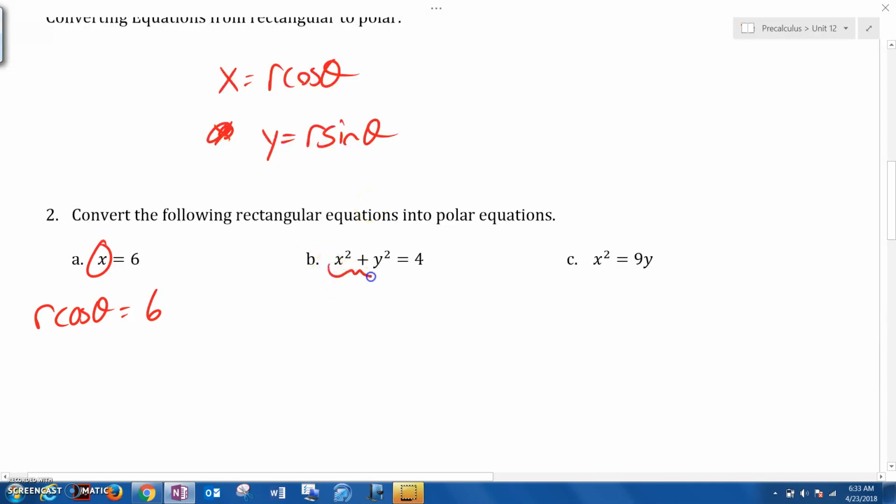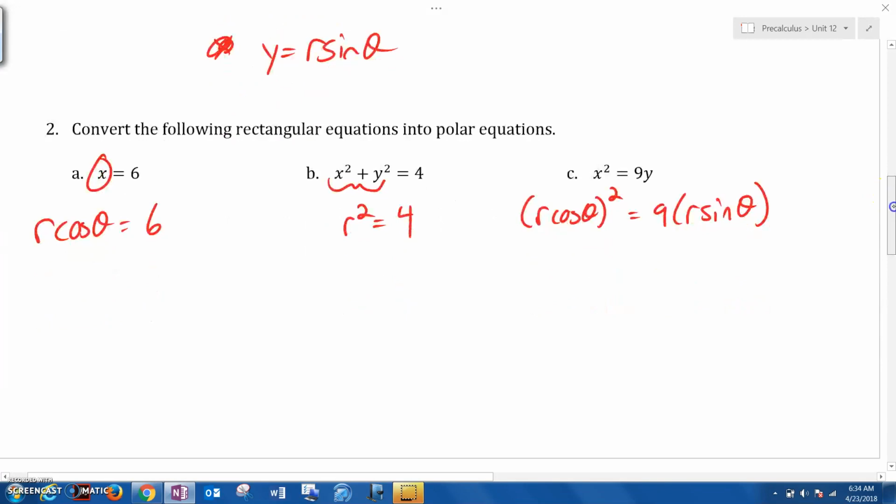Now this one, you can put in this here and this here, factor, cancel, all that. But if you notice, we also have a formula for this. If you remember, x squared plus y squared is r squared. So you could just say that that turns into an r squared equals 4. Here we don't have anything like that, so instead I'm going to write r cosine theta for my x and r sine theta for my y. And that's that. Those are in polar form. There are no x's and y's left in the equation.